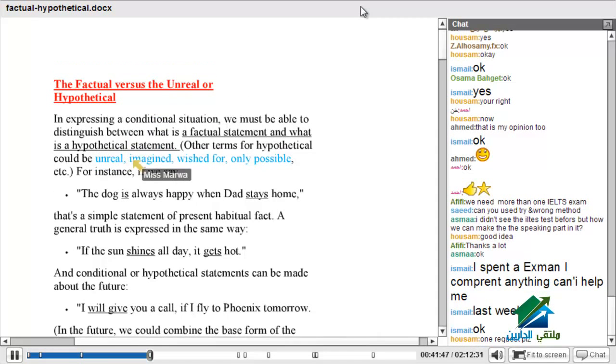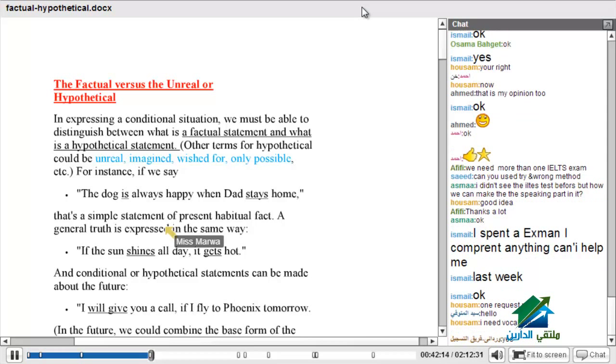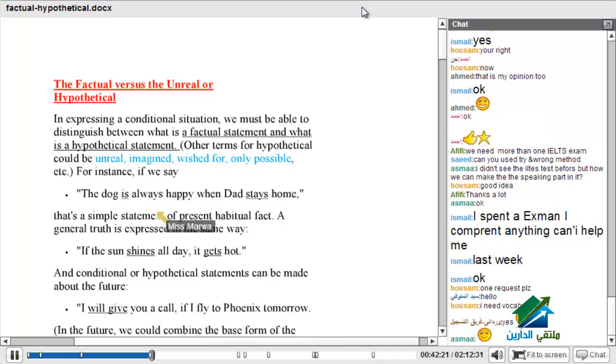Now, let's speak about the factual versus the unreal or hypothetical, which is the conditional F. You know this? I know, no one loves F. All the students all the time have the same problem. But today I'm going to teach you the rules of F in a slightly different way, and I hope you will get it, so concentrate as much as you can. Hossam, you told me you need vocabulary, please.